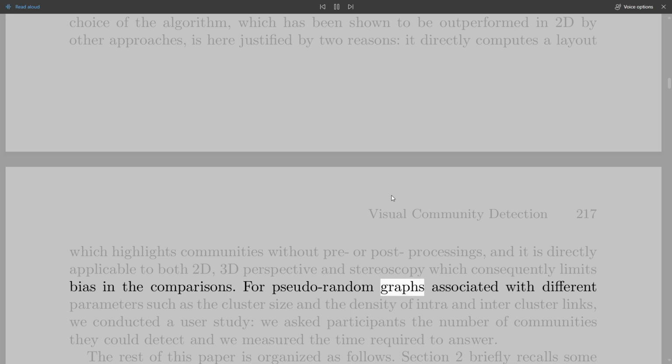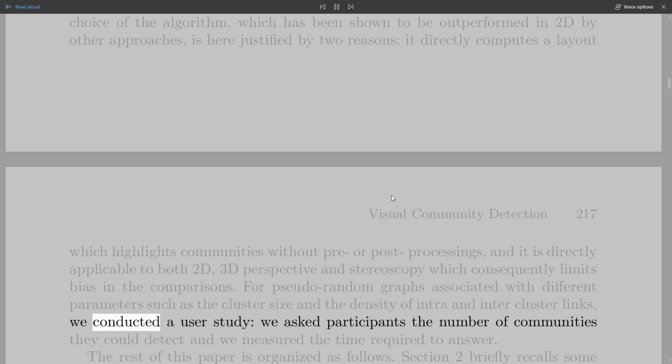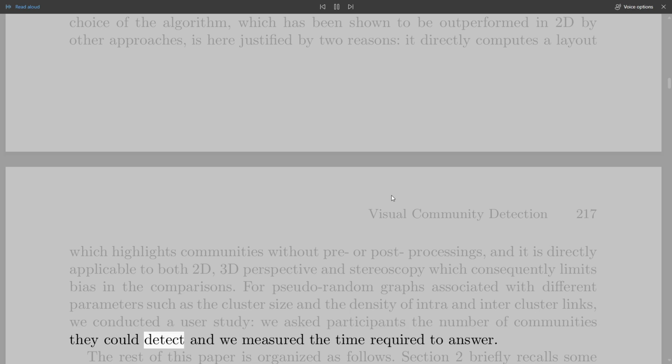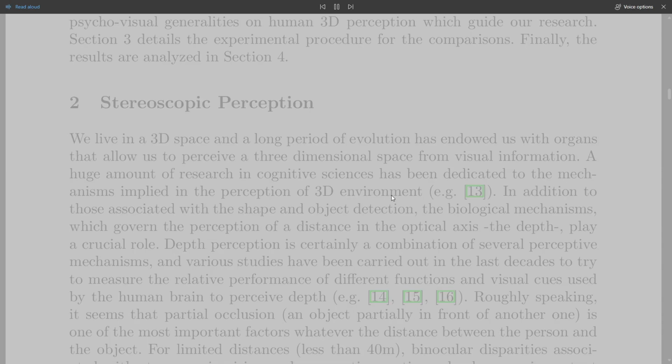For pseudo-random graphs associated with different parameters such as the cluster size and the density of intra- and intercluster links, we conducted a user study. We asked participants the number of communities they could detect, and we measured the time required to answer. The rest of this paper is organized as follows. Section 2 briefly recalls some psychovisual generalities on human 3D perception which guide our research. Section 3 details the experimental procedure for the comparisons. Finally, the results are analyzed in Section 4.